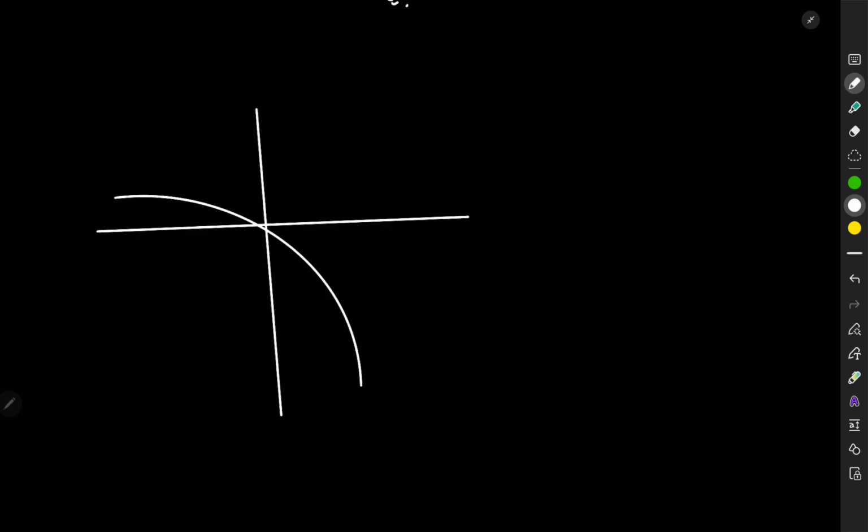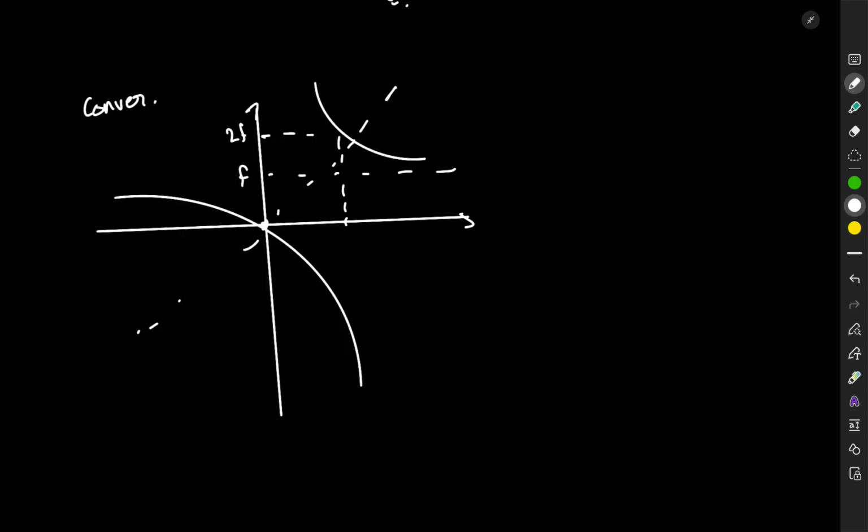So it will be something like this. Just look at this point, that's more than enough. Okay, it will be something like this. Okay, this will be 2f, f. Fine. Same thing. Okay, fine. Just understand the graph. This is for convex. Understanding the graph is more than enough in this type of graph problem.